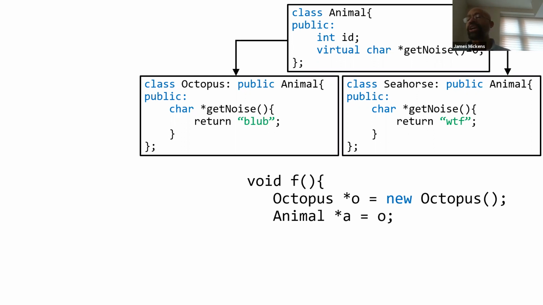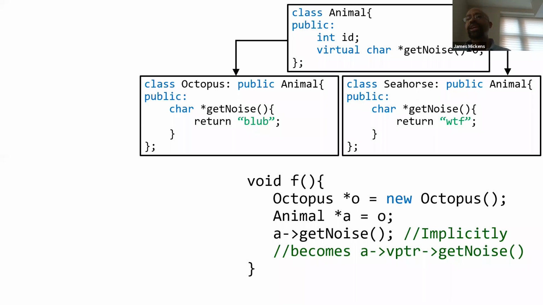So this is all the magic of polymorphism. And then the code is going to call a.getNoise through that pointer. What we would expect here is that we're going to retrieve the noise that's associated with the octopus. So how does this actually work behind the scenes? Well, behind the scenes, implicitly, this call to getNoise becomes an indirect call through the v pointer for the octopus instance that's pointed to by the animal pointer.